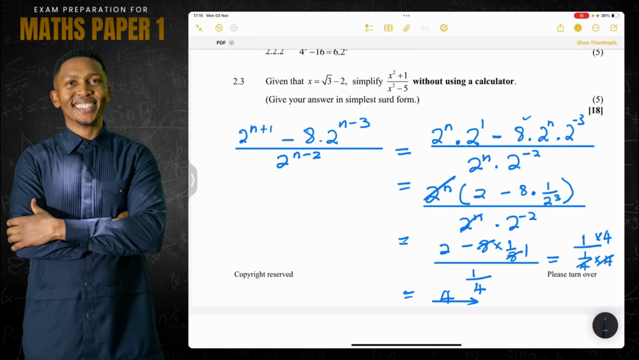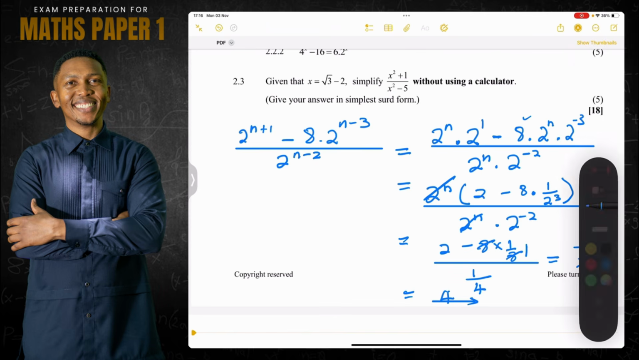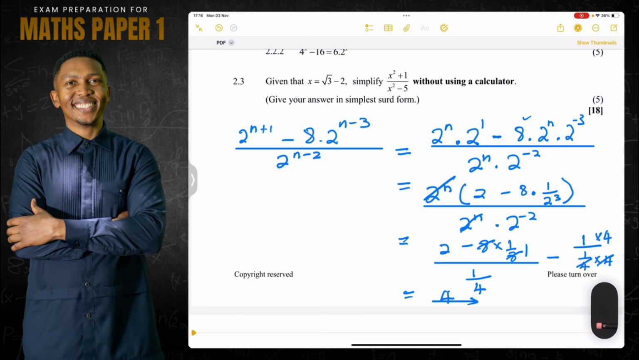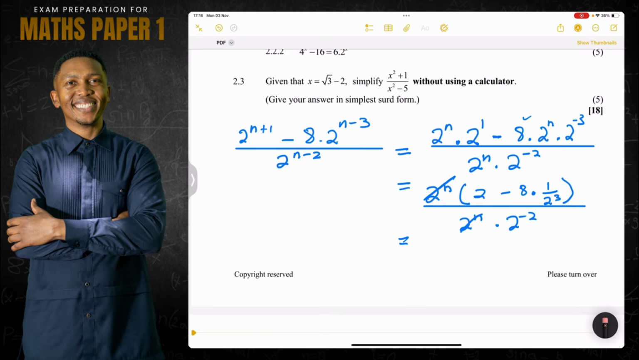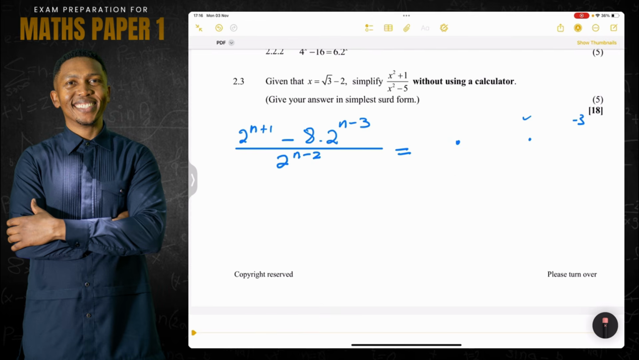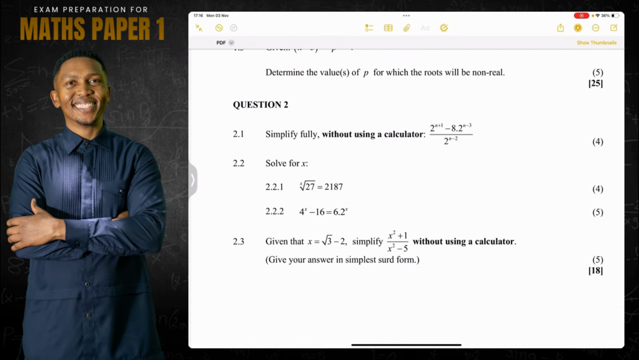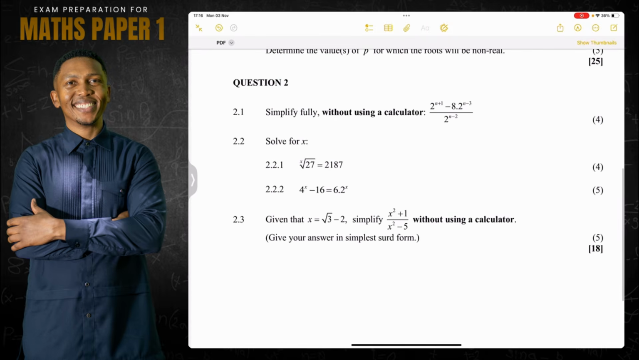Right, and so that's how the cookie crumbles. We are using the laws of exponents. So let's go for it. The beauty is that if there's a part that you need clarity on, just put it on the comment section. We'll try to explain it as quickly as we possibly can. Right, now let's go to the next portion.